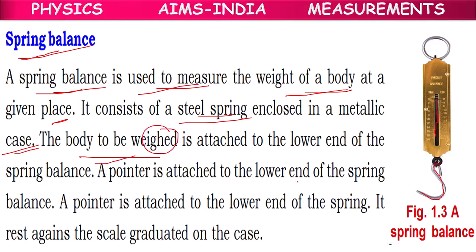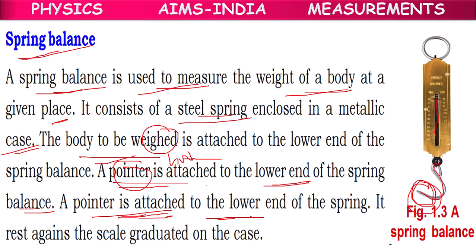The body to be weighed is attached to the lower end of the hook of the spring balance. A pointer is attached to the lower end of the spring. Sorry, here, not pointer, a hook. The hook is attached to the lower end of the spring balance for holding the object. So the pointer is attached to the lower end of the spring. Here, if this is the spring, at the lower end of the spring, one pointer is attached.